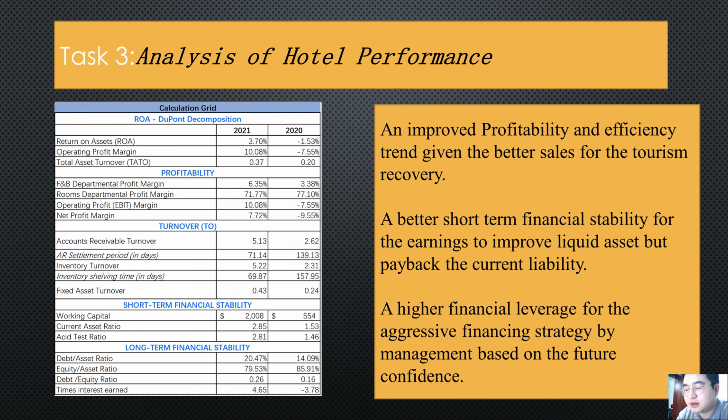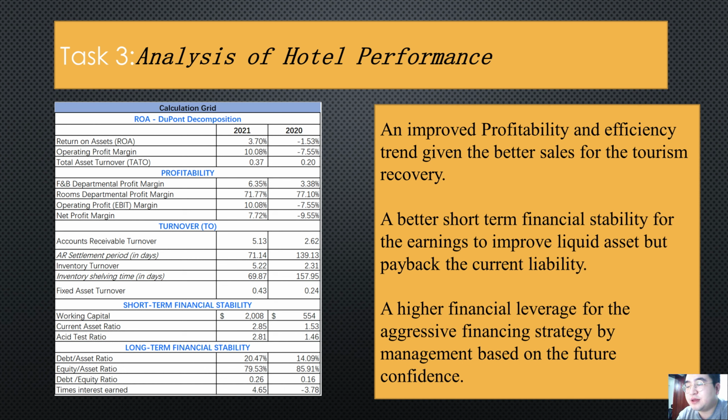For example, the net profit margin ratio has increased from minus 9.55% in 2020 to 7.7% in 2021, and the accounts receivable turnover ratio has increased from 2.62 in 2020 to 5.13 in 2021. The major reason behind such a trend is the rebound of sales after tourism recovery from the COVID-19 impact.